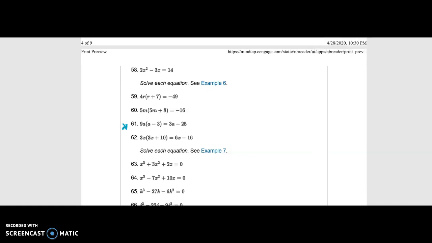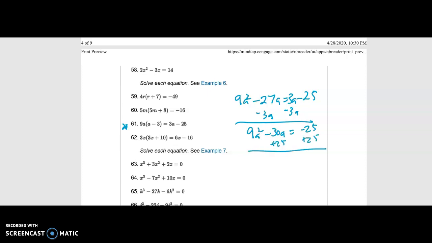On 61, I would need to distribute the 9a, which would give me 9a squared minus 27a equals 3a minus 25. This is not set equal to 0, so I need to make it. So I'm going to minus 3a, and I'm going to get 9a squared minus 30a equals negative 25. I'm going to add 25 to both sides. And so then I'm going to have 9a squared minus 30a plus 25 equals 0.